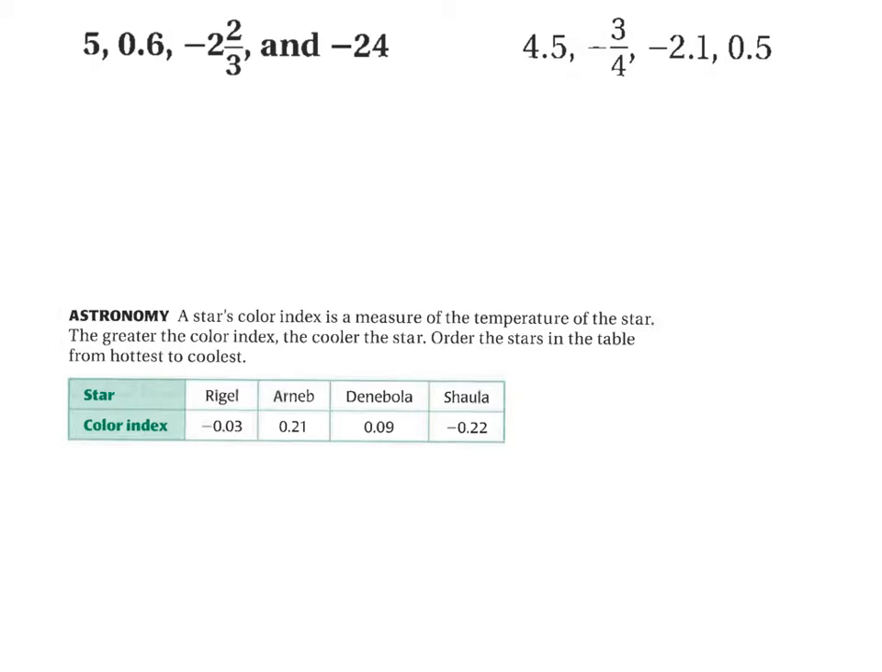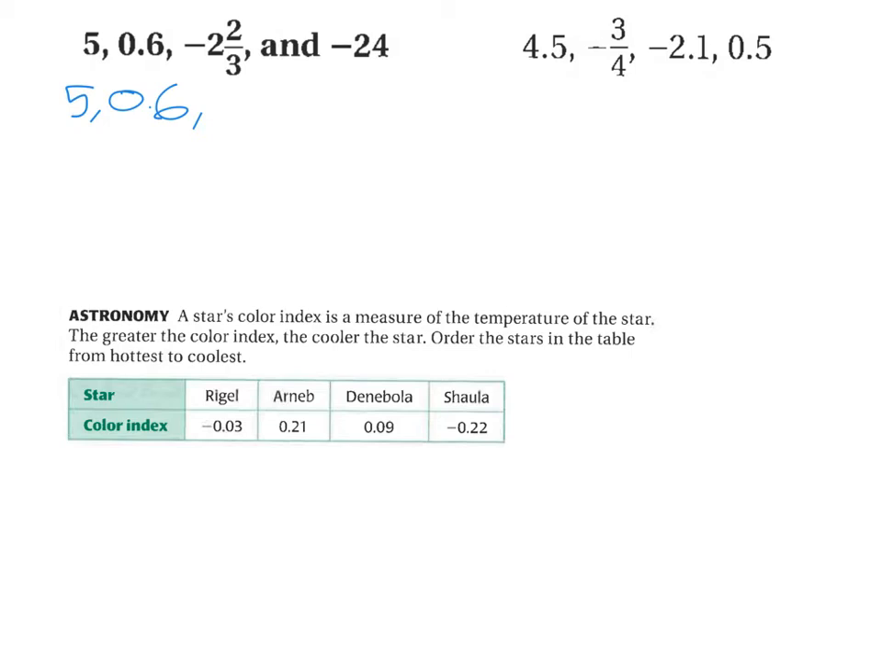So I want to compare this first example up here. I want to compare these numbers. We're going to list them from least to greatest. So I have 5, I have 0.6, I have -2 2/3, and I have -24. Now, when we're comparing numbers, I think it's really important to be looking at all of the numbers in the same form, right? So we have 5, we have 0.6, now we have -2 2/3.